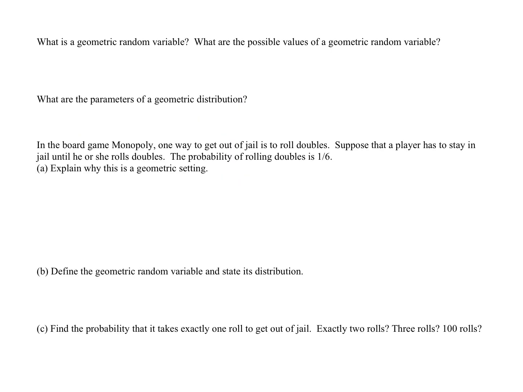So let's talk about what is a geometric variable. A geometric random variable is we are going until we hit the first success. So binomial, there's a fixed number of trials. We're looking at a certain number of successes. Geometric, we're just going to go until we get the first success.